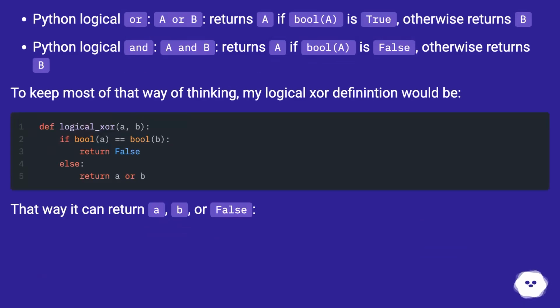Python logical OR, a or b, returns a if bool(a) is true, otherwise returns b. Python logical AND, a and b, returns a if bool(a) is false, otherwise returns b. To keep most of that way of thinking, my logical XOR definition would be: that way it can return a, b, or False.